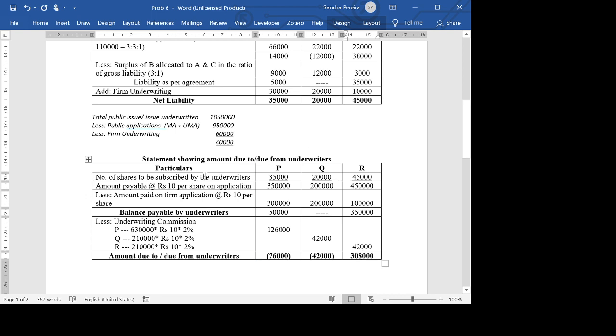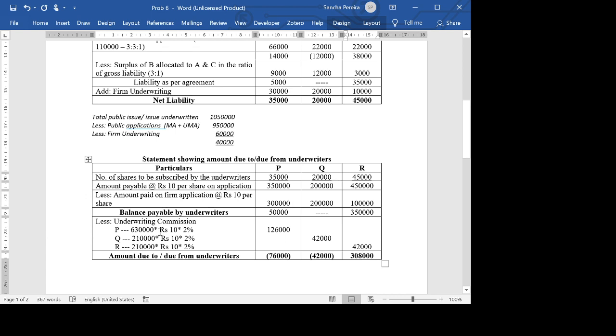I'll go through this statement again since it's new. We first need to check what the underwriters have to pay the company. We start with the number of shares to be subscribed by the underwriters, which is the answer of the previous statement. We multiply it by the amount payable only on application. Here the entire amount is payable on application, so we take 10. Then we see what the underwriters have already paid on firm application, and we subtract that to get the balance payable by the underwriters.